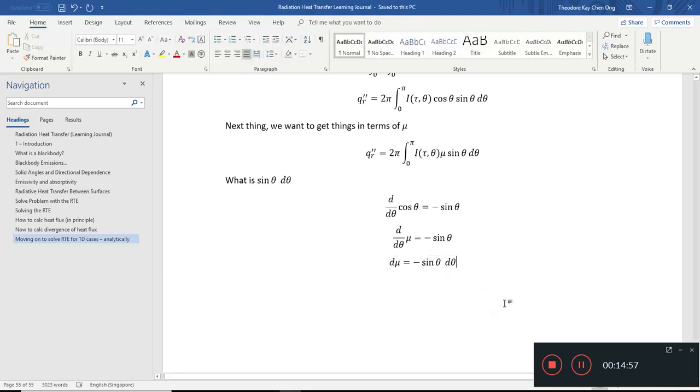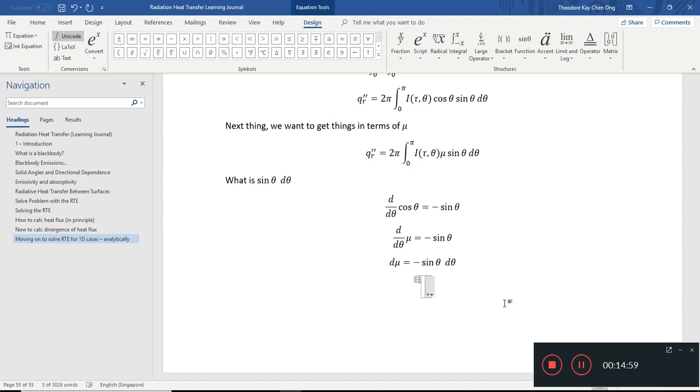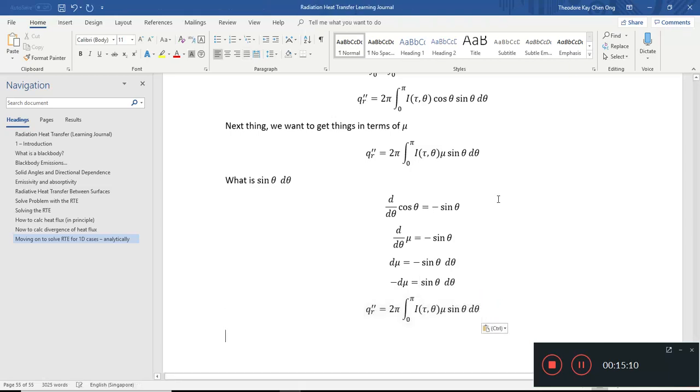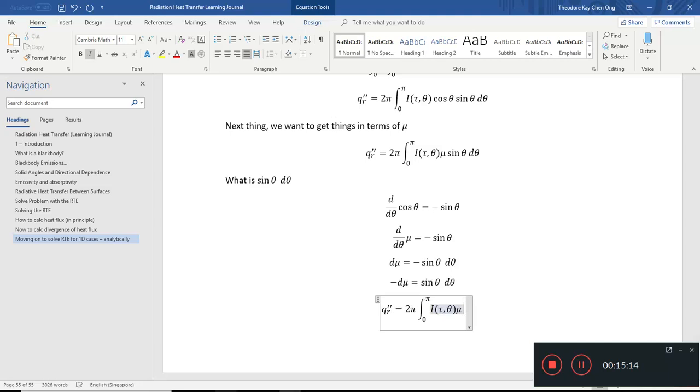So sine theta d theta is actually just minus d mu. It's just a simple replacement of variables. So that's the second thing we need to do. All these are intermediate steps, I'm changing stuff here and there. Minus d mu, right?